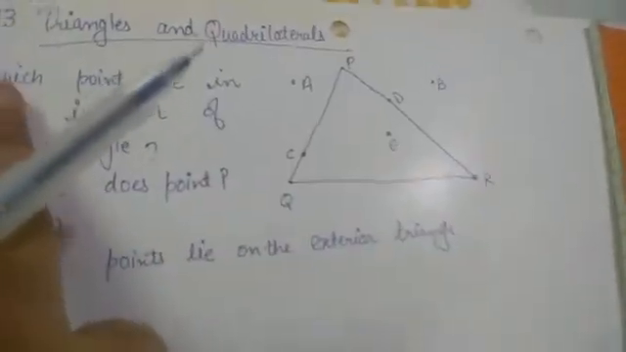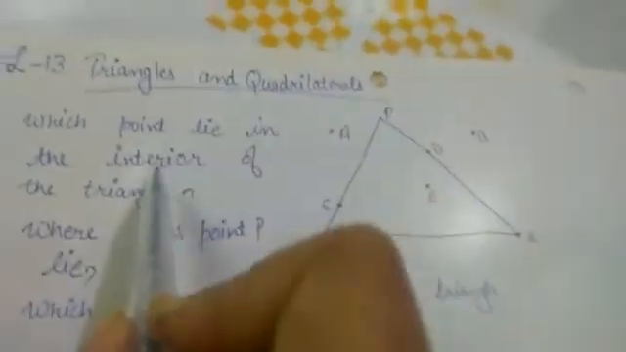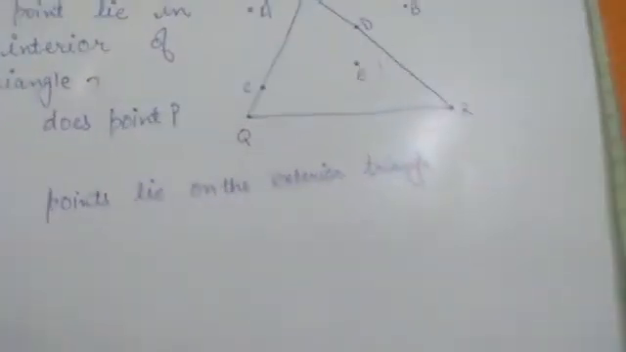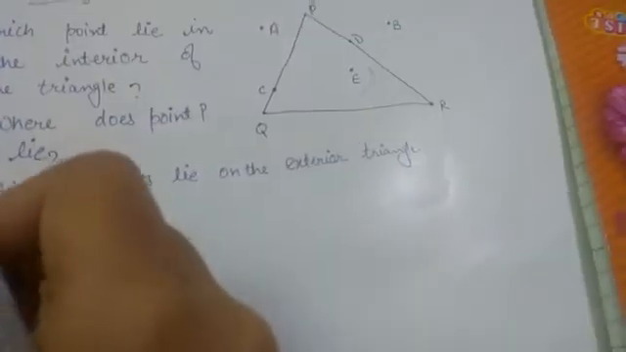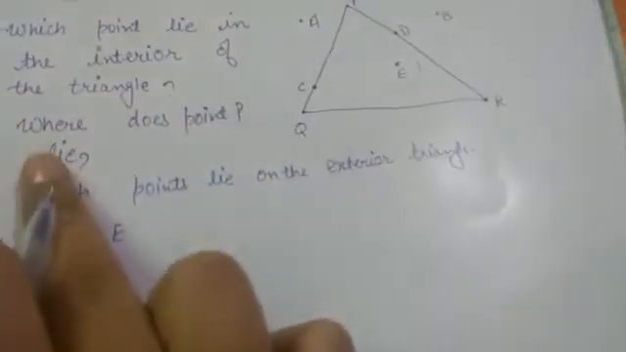The first question is, which point lies in the interior of the triangle? Interior means inside the triangle, so we have to tell a point which lies inside the triangle. And here this is the triangle, and which point lies inside? I think only this point is inside the triangle. So the answer of the first question is point E.